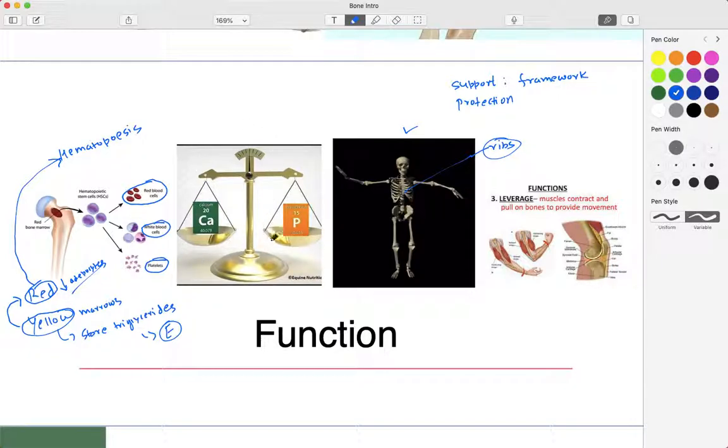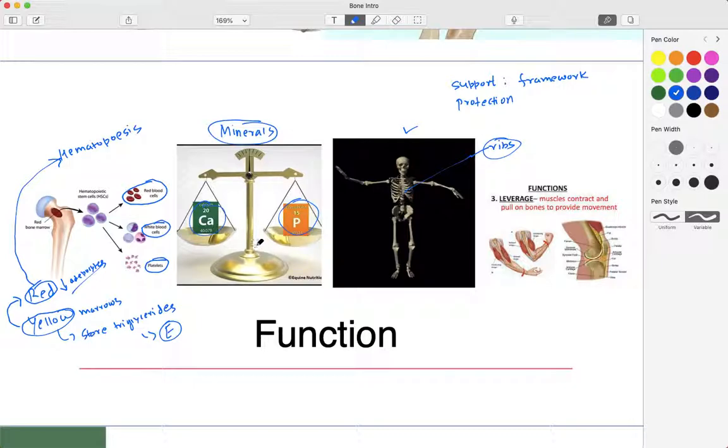Now, here in the middle, I'm going to talk about minerals. The bones also store minerals like calcium and phosphorus. That's why people take calcium supplements for bone growth, right? These bones actually store these minerals.